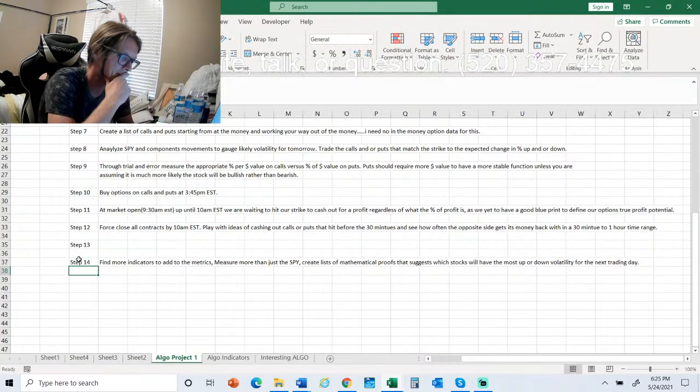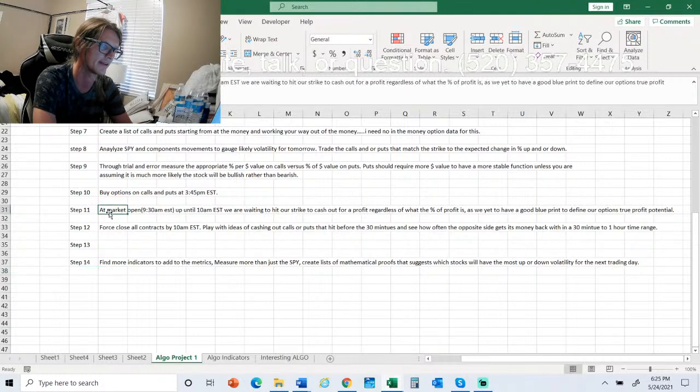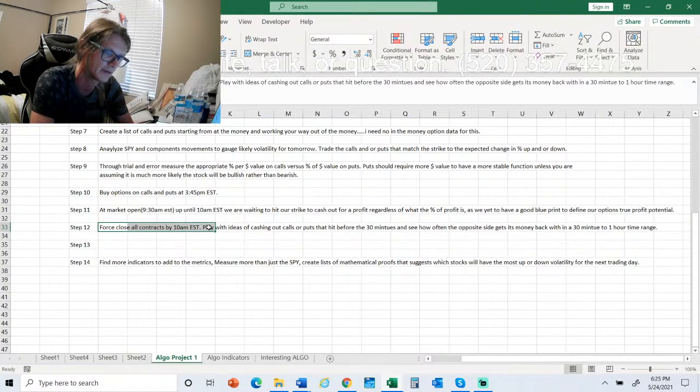All right. So step 11, or step 12, is going to be making sure we close everything by 10 a.m. Eastern Time, regardless if our strikes hit or not.